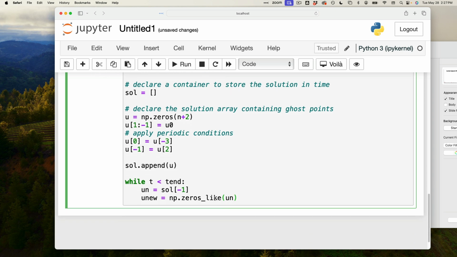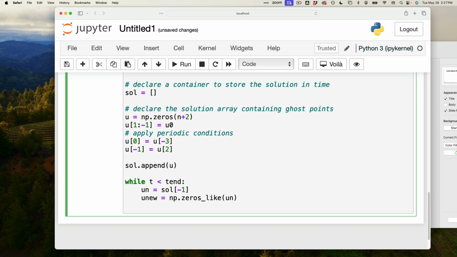So it's just a bunch of zeros. Now it's time to do all the interior points except the ghost cell. I'm not going to touch the ghost cells. So u new from 1 to minus 1. Remember now, u new is of size n plus 2, so our indexing has to be done correctly. U new from 1 to minus 1 is un, also from 1 to minus 1.